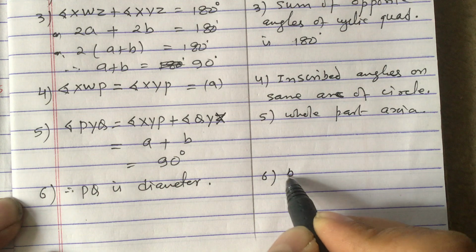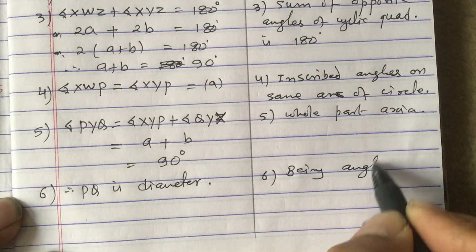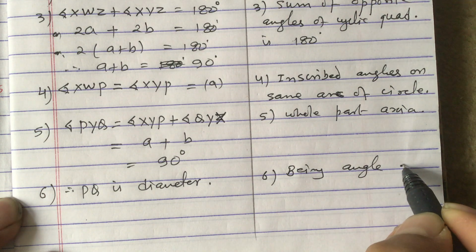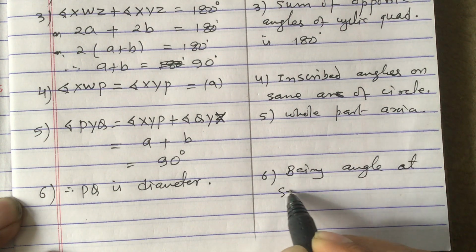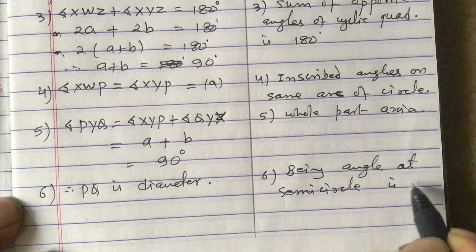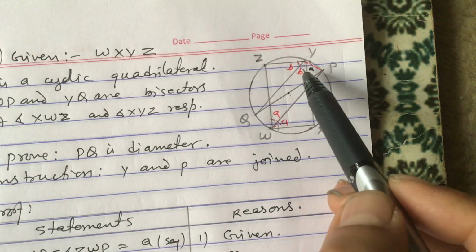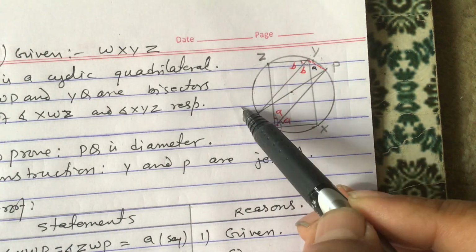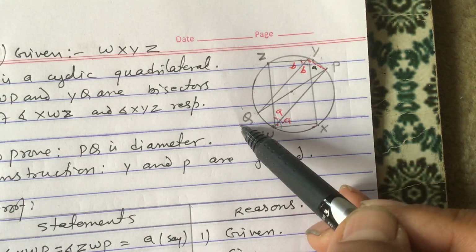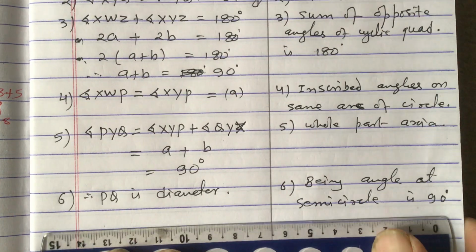Number 6 being angle at semicircle is 90 degree. See, if this angle is 90 degree, look at here. If this angle is 90 degree, this is semicircle. And if this is semicircle, then this should be diameter, like that way. Okay? Okay, now you can enclose this.